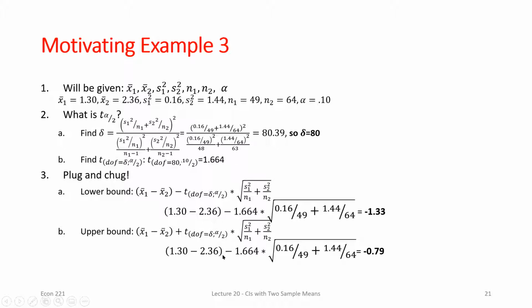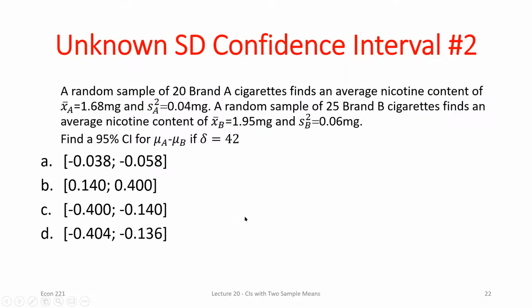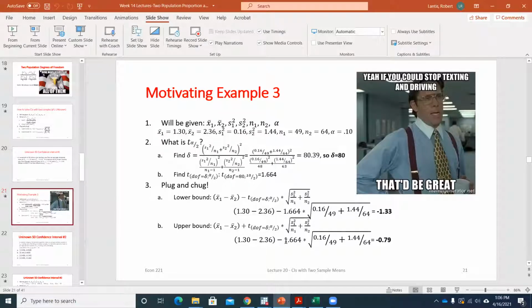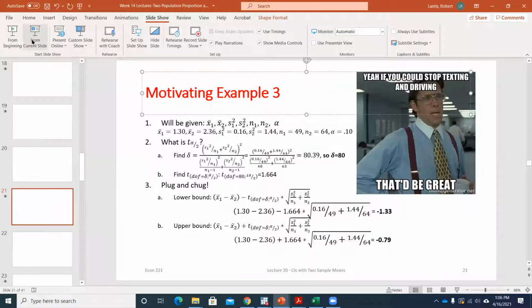And actually, there's a typo here. Whoops. This should be plus. I have to line up. We're doing the upper bound here.